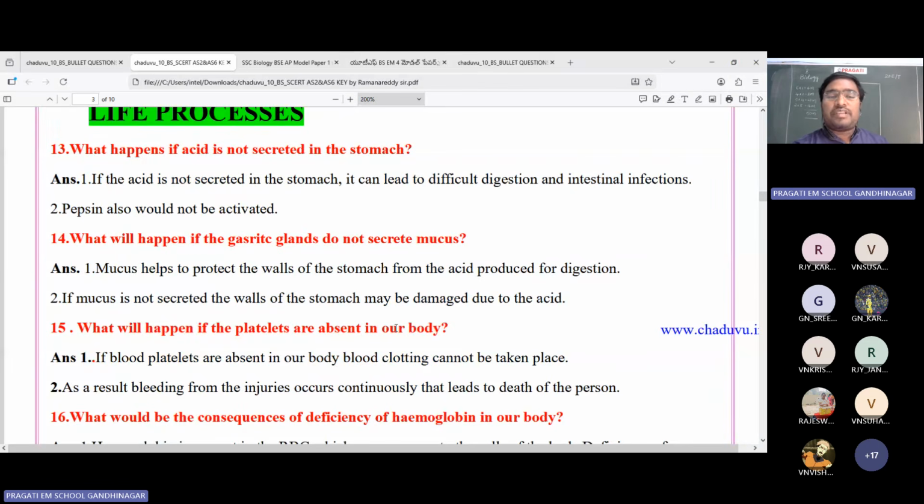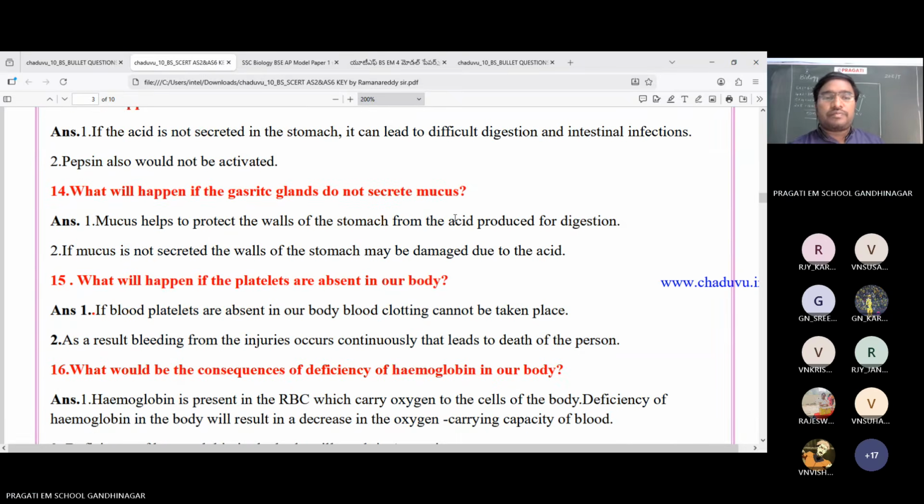Reason type questions. What happens if the acid is not secreted in the stomach? Acid, HCl. If HCl is not secreted in the stomach, it can lead to difficulty in digestion and intestinal infections, hence protein digestion. That means pepsin also would not be activated if there is no acid. The pepsin will not be activated for the digestion of protein.